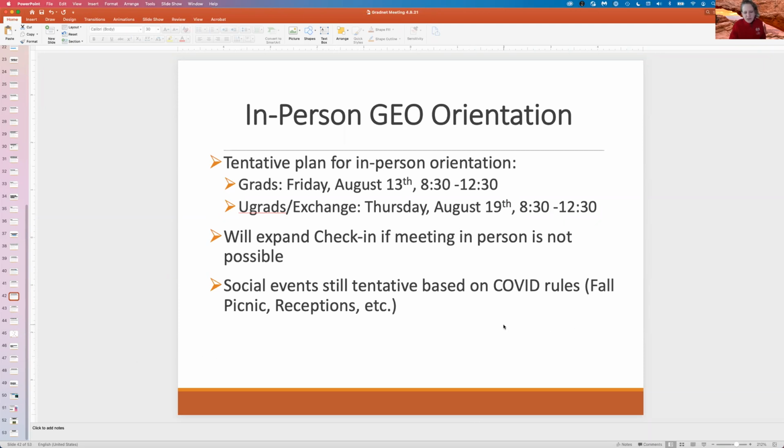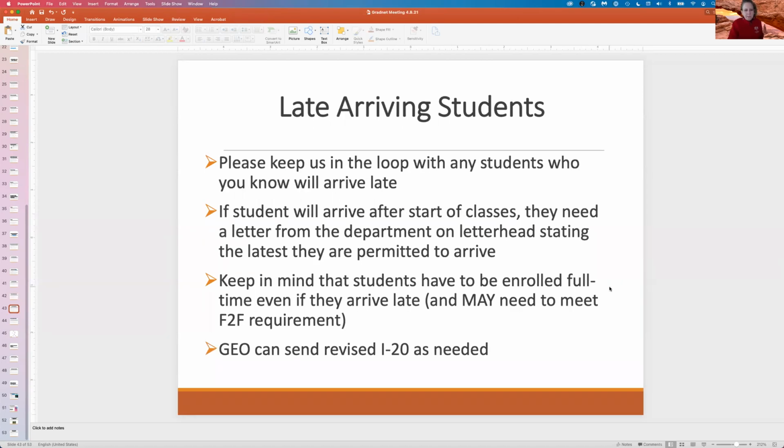We are tentatively still planning for social events, but those are going to be based on COVID. We usually have a fall picnic, which we're hoping to be able to conduct. The receptions are a little bit of a harder sell because they're inside. So we're trying to return in the fall to trips and other kinds of activities for students to get them connecting to each other.